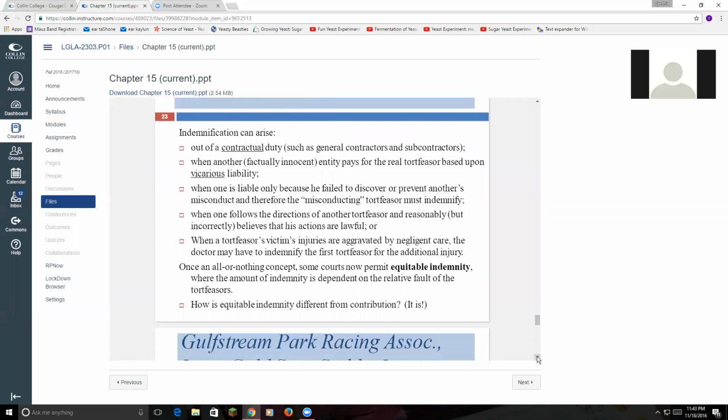So how does indemnification arise? Probably the most common way is out of a contractual obligation. It's very common in contracts for one party to indemnify another. This could be like in a products liability situation. Let's imagine that Toro lawnmowers are sold at Walmart.